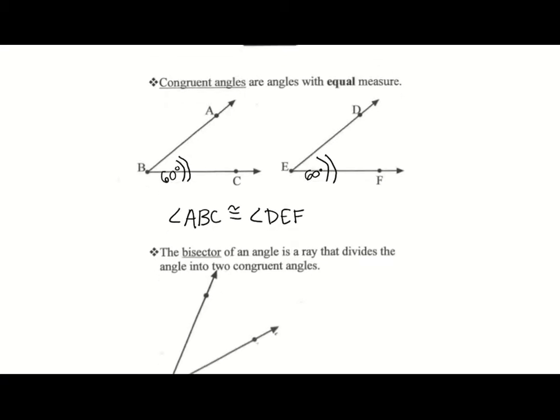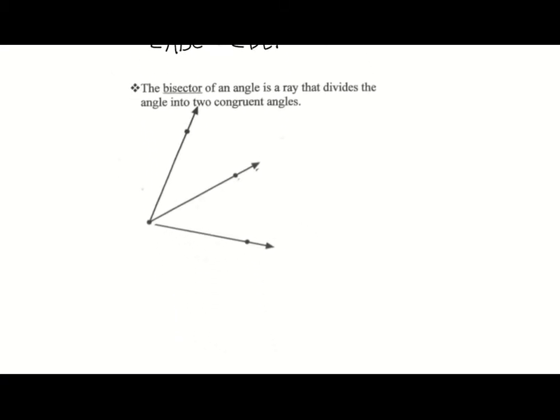So then when we have a bisector of an angle, just like a bisector of a segment, a bisector is a ray that divides the angle into two congruent angles. So if we put some points on here, A, B, C, D, and if we knew this was 32 degrees, we'll mark it with two arcs, and this is 32.